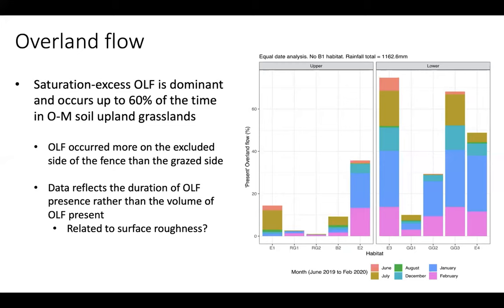Now we think this is related to the surface roughness from the previous chapter that I was talking about, where the rank grass habitat has the ability to hold back water for longer, and therefore the duration of overland flow is longer in the excluded habitat there.